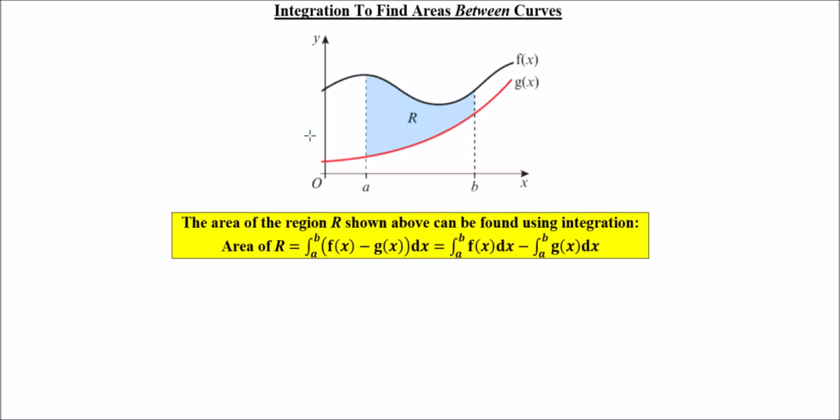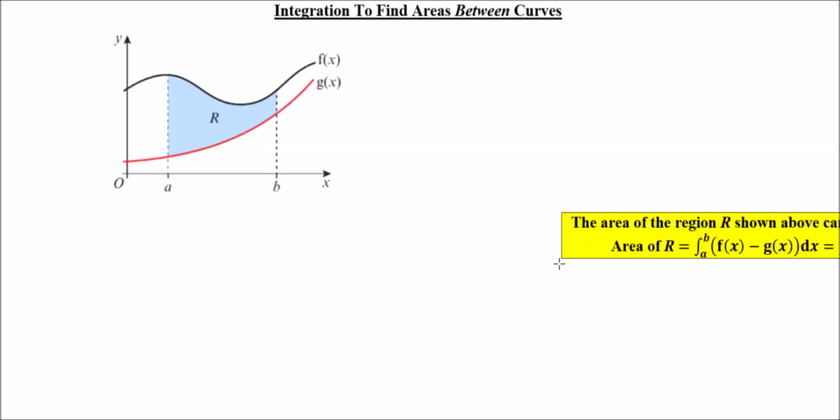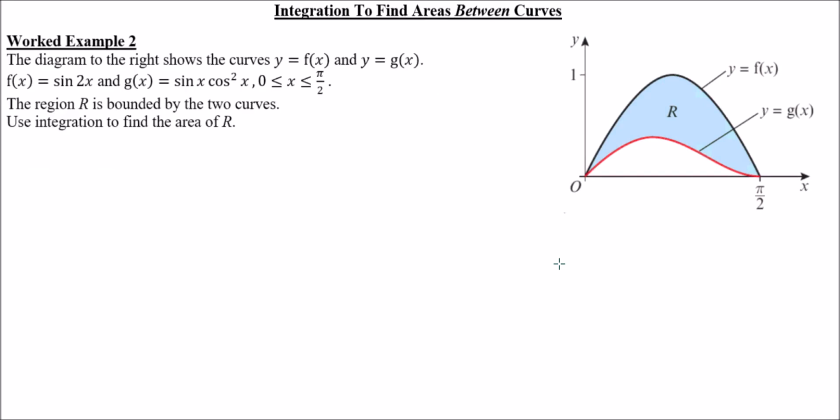So, put simply, we just use this formula. Area of R between the limits b and a is going to be f of x minus g of x integrated with respect to x, which, if you wanted to, could be separated into 2 integrals: the integral between b and a of f of x minus the integral between b and a of g of x. So, let's have a look at a couple of examples using this. So, example 2 firstly.